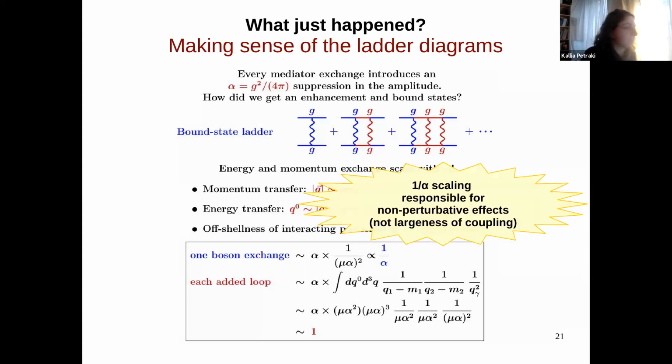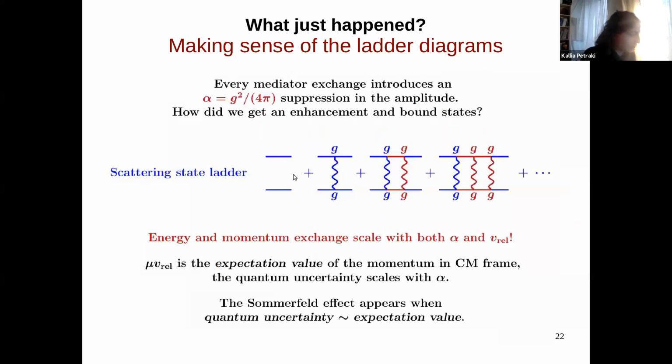What happens with the scattering states? It's quite similar. For the scattering states, we have one extra diagram, which is the free diagram. The counting here is a bit more complicated because the energy and momentum exchange scale both with alpha and with the relative velocity. So the reduced mass times the relative velocity is the expectation value of the momentum in the center of mass frame. If I turn off the long-range interaction, this is the momentum. If I turn it on, the scattering state is not a plane wave anymore, so there is a quantum uncertainty.